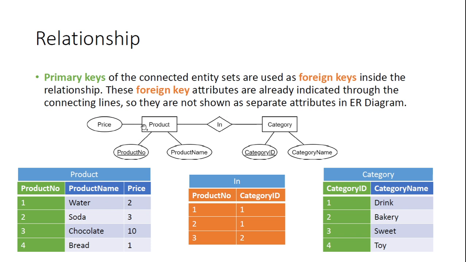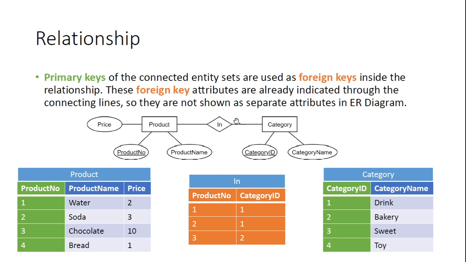For example, in this case we have products and categories. A product is uniquely defined by the product number, and for the categories we have category IDs. In the product table, for example, product number 1 is water, and we have their prices, etc. In the categories we have, for example, drink, bakery, sweet, and toy. Any of the entity sets and the relationships actually correspond to tables, and in those tables we can store data.